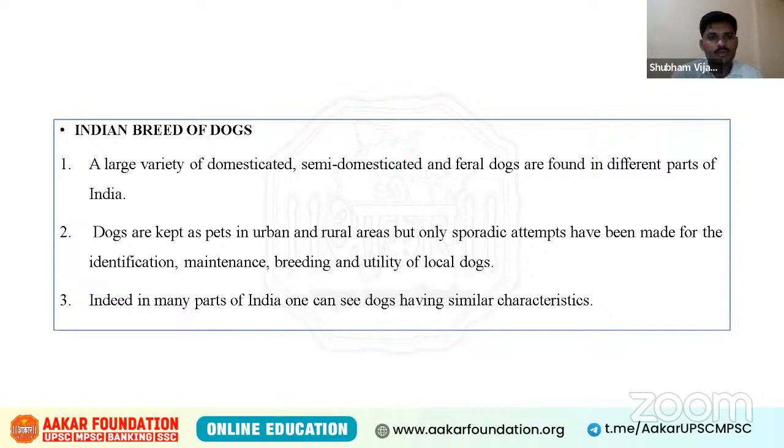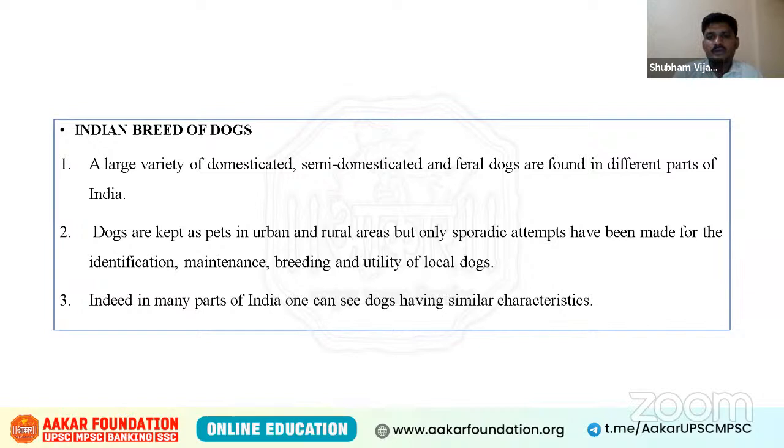Now, Indian breeds of dog. Here, a large variety of domesticated and semi-domesticated dogs are found in different parts of India. These are not very attractive like the other breeds of dogs, and they can be used for race purposes particularly. Such types of dogs can be kept as pets in urban and mostly in rural areas, but only sporadic attempts have been made for the identification, maintenance, breeding, and utility of local dogs. Inbred in many parts of India, one can see dogs having similar characteristics.